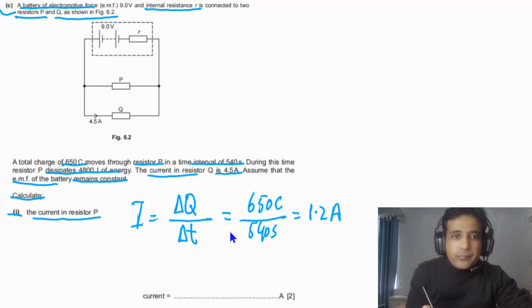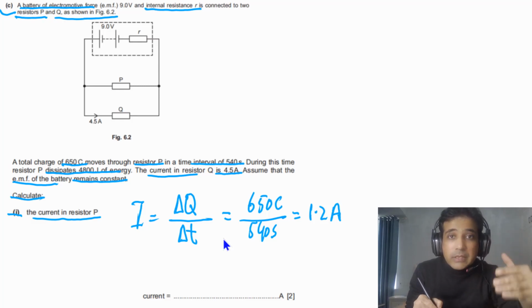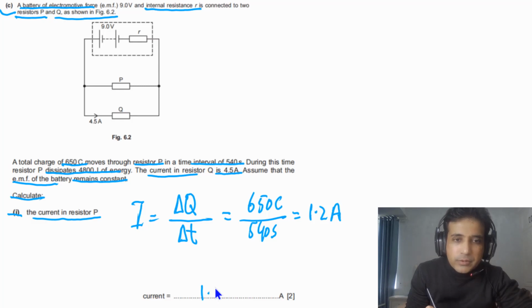Up to 2SF. We have to use 2SF because the given data has 2SF. So we have to consider the least number of SF in the given data. So the answer for this question is 1.2.